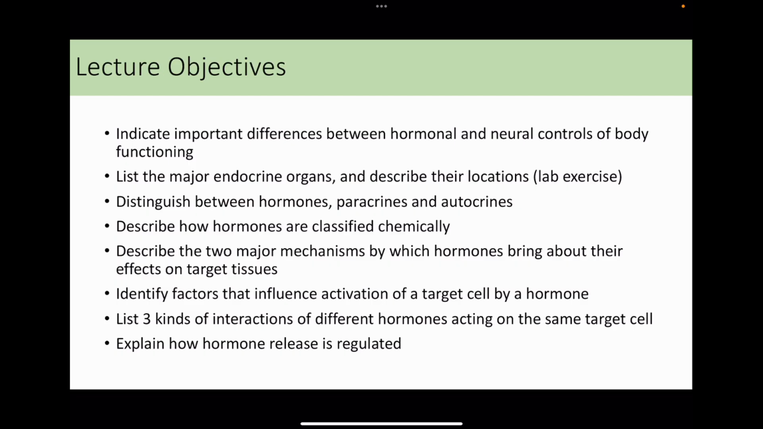We'll talk about how they're classified chemically. We have amino acid-based hormones as well as lipid-based hormones, so we'll talk about the difference between those. The two major mechanisms by which hormones bring about their effects on target tissue, and this is determined by the chemicals that they're made up of. We'll identify factors that influence activation of a target cell by a hormone. We'll talk about 3 different kinds of interactions of different hormones that are acting on the same cell at the same time. And then we'll explain how hormone release is regulated. You'll have a PLA on that at the end. So that's what we're going over today.